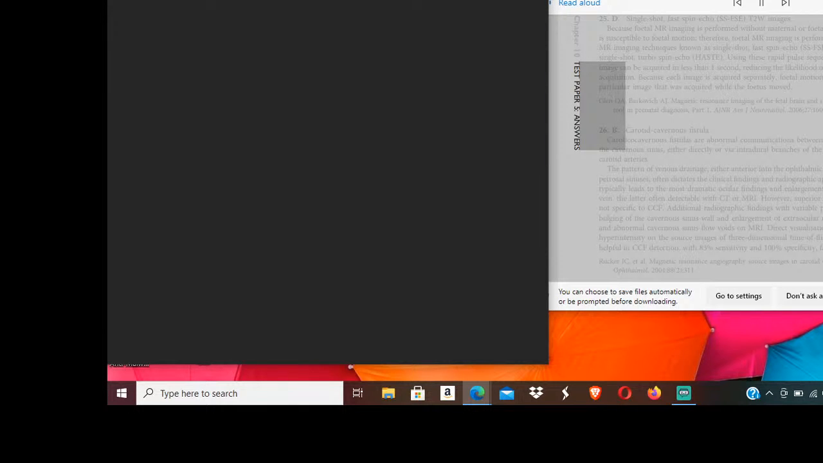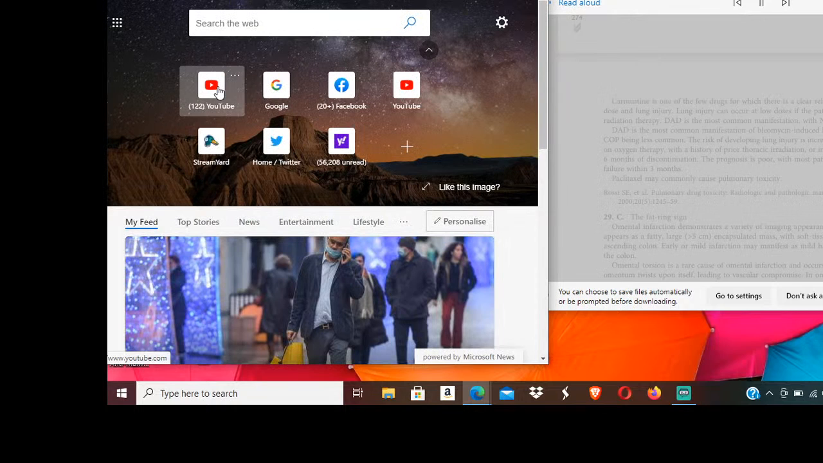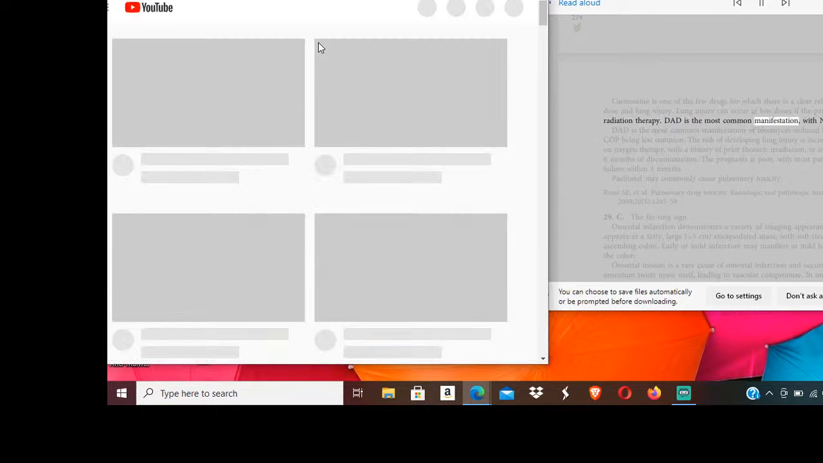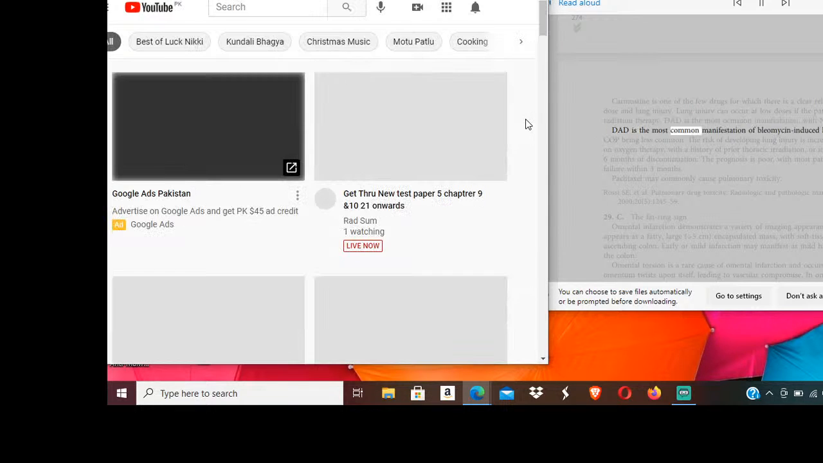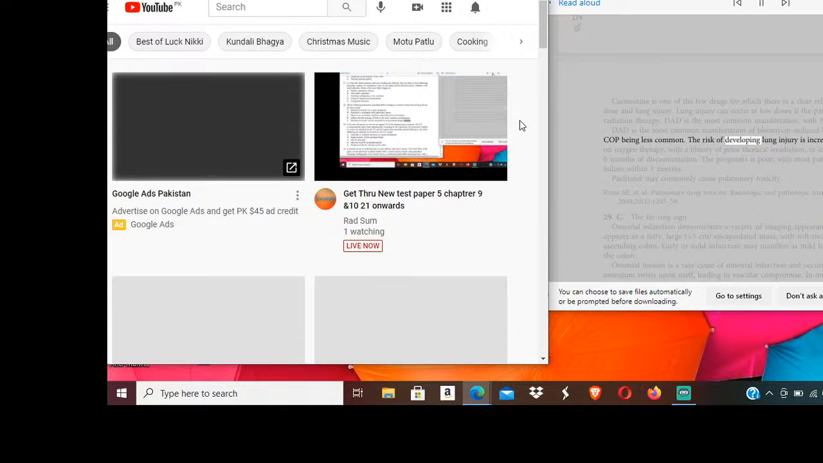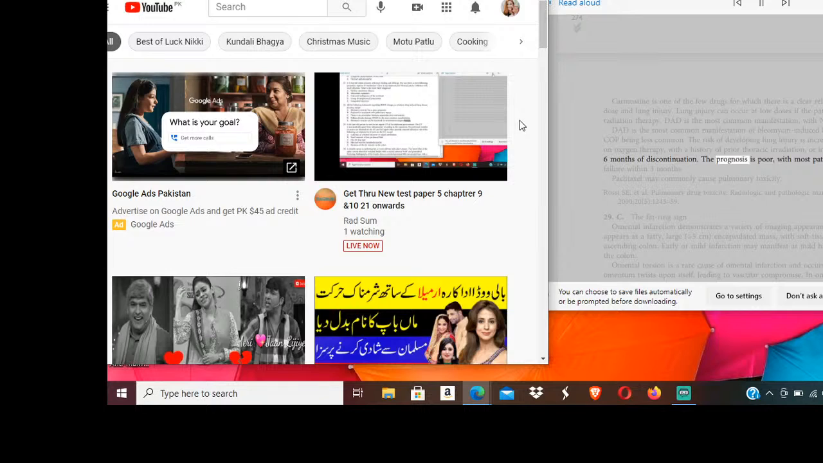Carmustine is one of the few drugs for which there is a clear relationship between cumulative dose and lung injury. Lung injury can occur at low doses if the patient has undergone thoracic radiation therapy. DAD is the most common manifestation, with NSIP being less common. DAD is the most common manifestation of bleomycin-induced lung disease, with NSIP and COP being less common. The risk of developing lung injury is increased in the elderly, in patients on oxygen therapy, with a history of prior thoracic irradiation, or in whom therapy is restarted within 6 months of discontinuation. The prognosis is poor, with most patients dying of respiratory failure within 3 months.